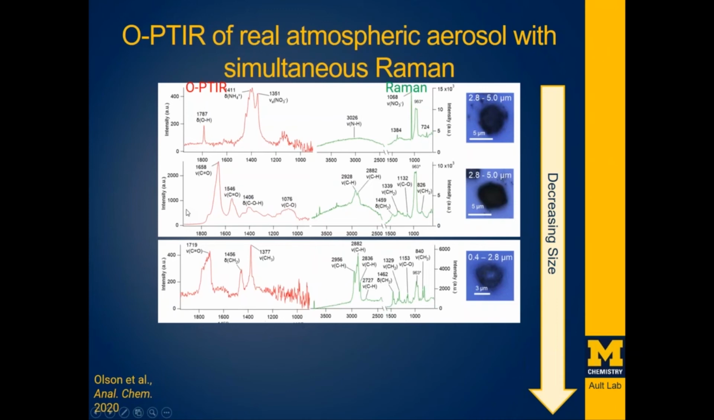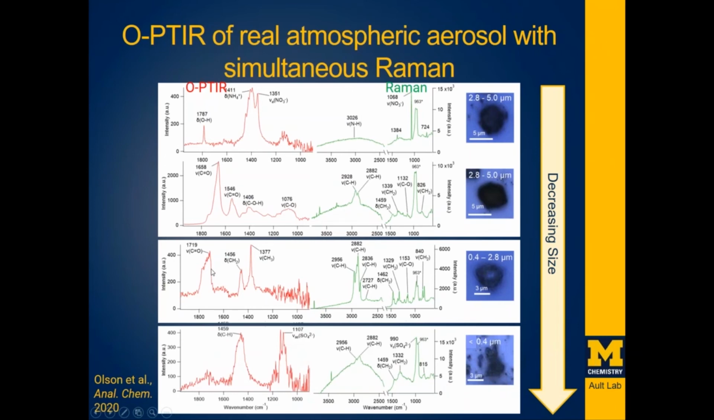And so we did this for particles over a range of sizes, not just here. I'm showing you some larger ones, between 3 and 5 micrometers in the atmosphere. But this one, we were able to look down in the range of between 400 nanometers and 2.8 micrometers, and we still got really solid signal, and we're able to see some really nice features for these particles.